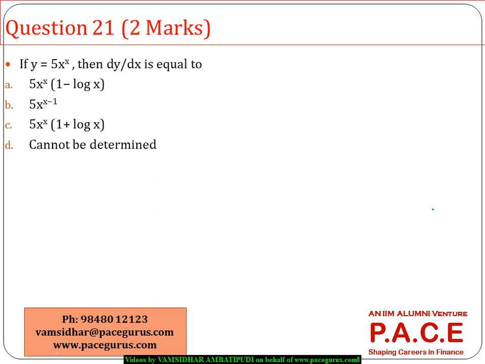In this question, we are talking about y equal to 5 into x power x. If at all we have something of this form, probably it's better to go with logarithm. When we have variable both in the base as well as in the exponent, it's always better to take logarithm on both sides. So it could be log 5 plus x log x.